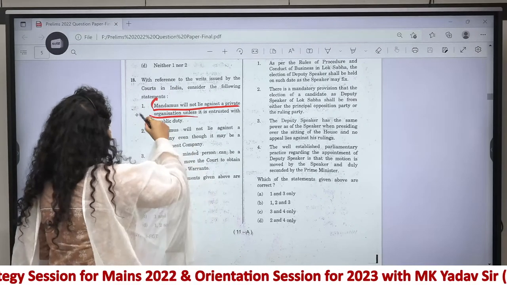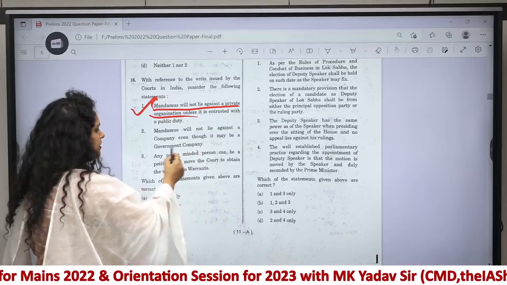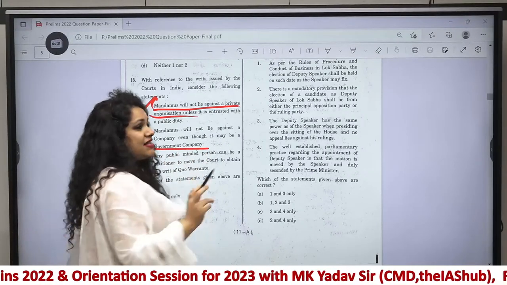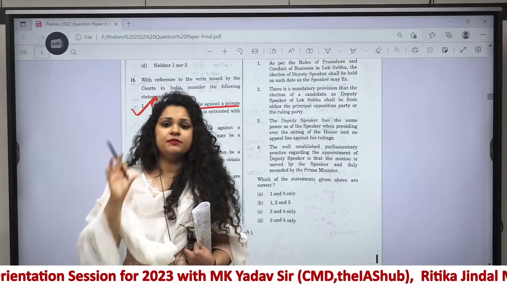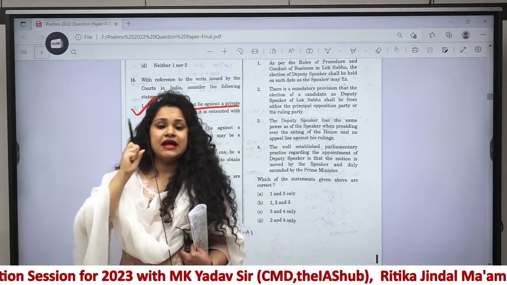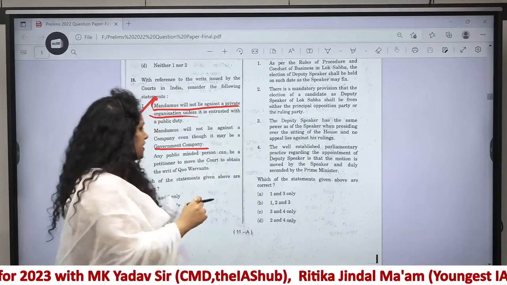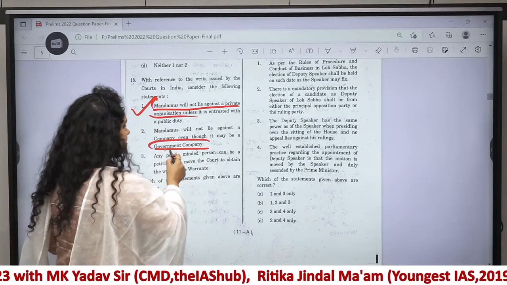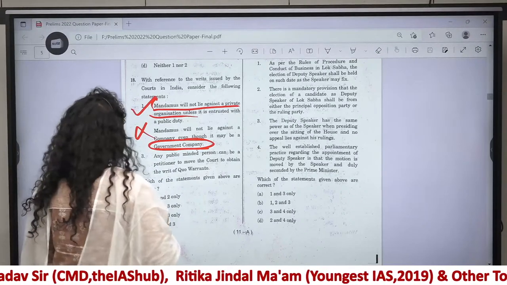So this is correct. Mandamus will not lie against a company, even though it may be a government company. Mandamus applies to public companies, the government companies, right? So the public officials, the public bodies, the government owned companies, right? So here, if it is a government company, the mandamus will apply to it. So this is a wrong statement.